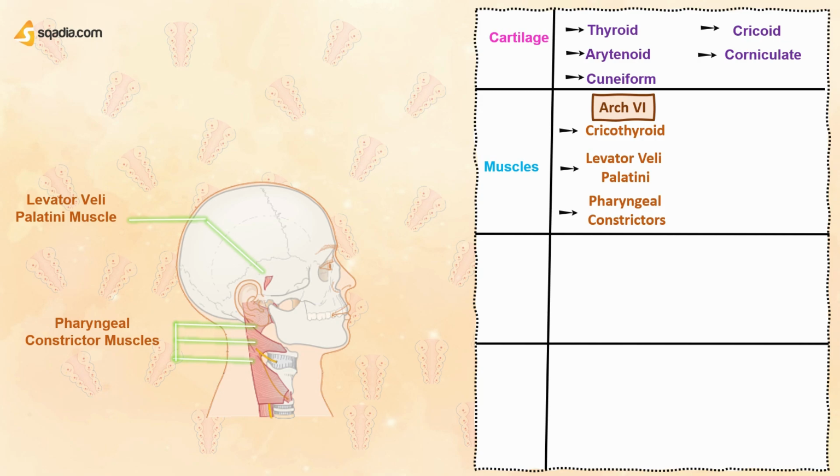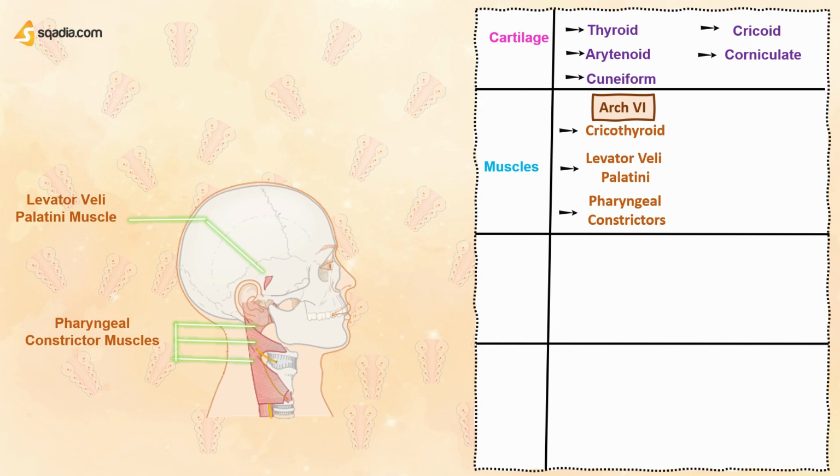The pharyngeal constrictor muscles are a group of 3 paired muscles located in the pharynx, which is the muscular tube connecting the nasal and oral cavities to the esophagus. These muscles play a crucial role in swallowing and the movement of food and liquids through the pharynx.